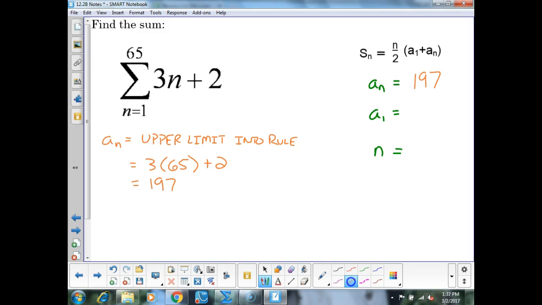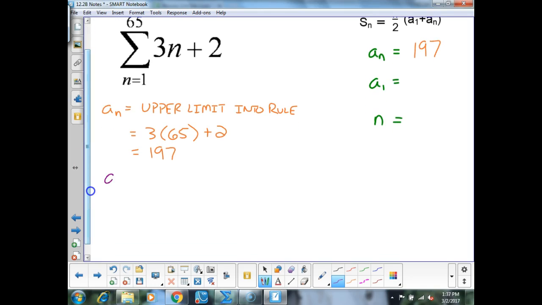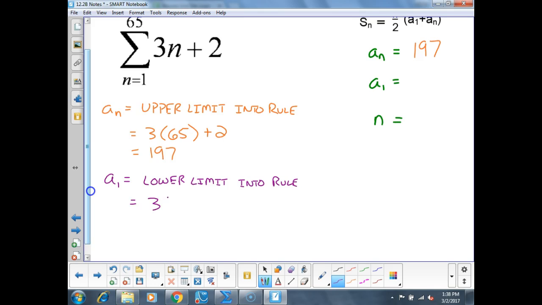How am I going to find the next thing that I need? Plug in what? 1. I'm going to plug in my lower limit to find my first term. So in this case, I'm going to plug in 1. 3 times 1 plus 2 is 5.